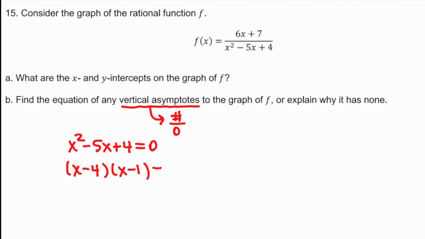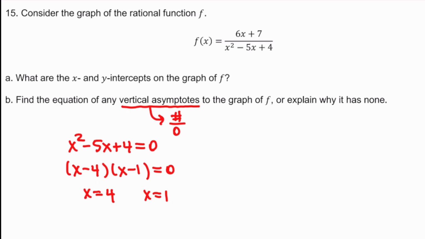Neither of these are factors of the numerator, like I was saying earlier, because the numerator was only 0 when x was -7/6. So I'm going to say, all right, this is true when x equals 4 or when x equals 1, and these are the equations of my vertical asymptotes: x equals 4 and x equals 1.